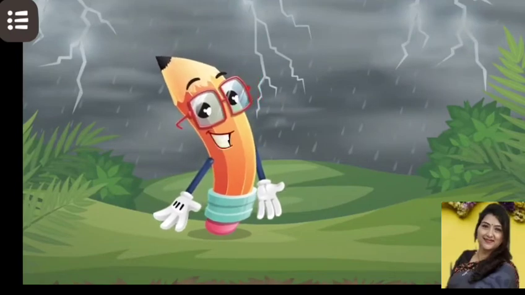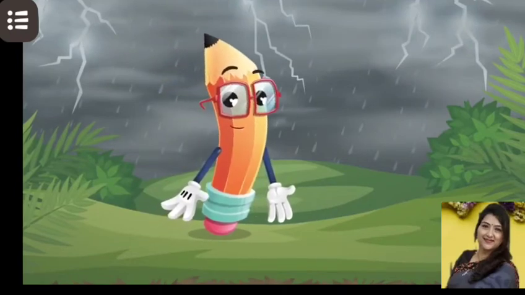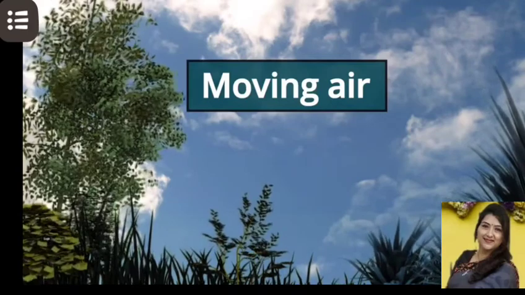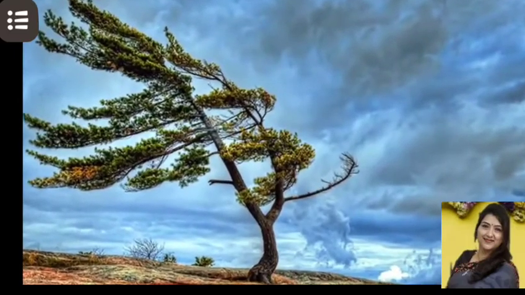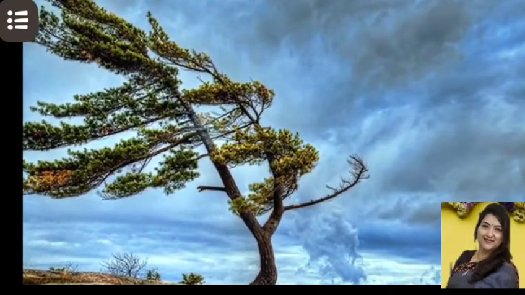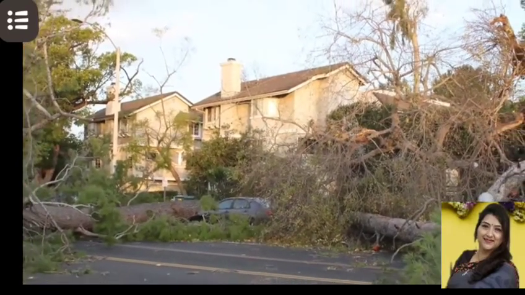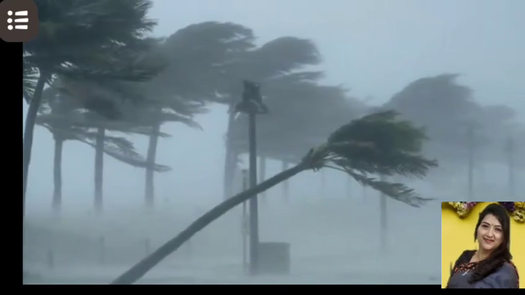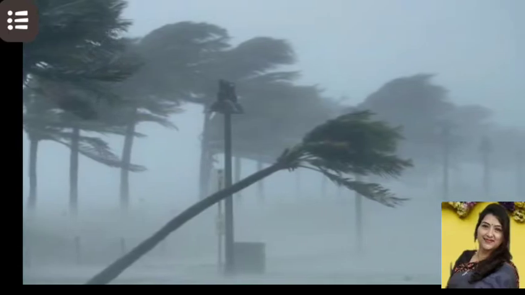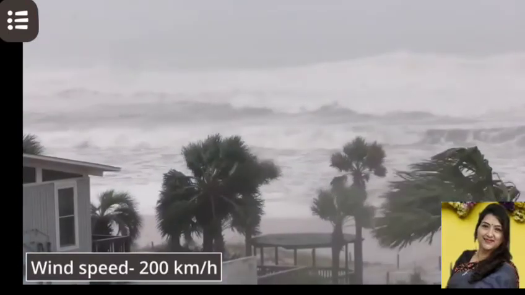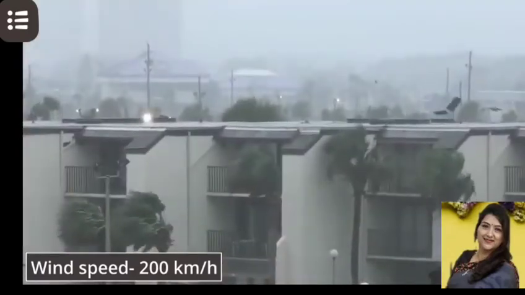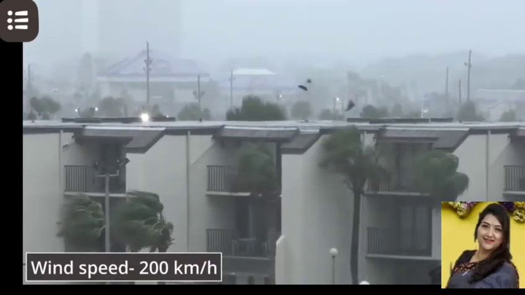As we all know, moving air is called wind. So first of all, let us try to understand what wind is. Moving air is called wind. When the speed of moving air is very high, then it causes ill effects. Sometimes high speed wind causes heavy destruction. For example, in 1999, Orissa was hit by a cyclone with wind speed 200 km per hour.